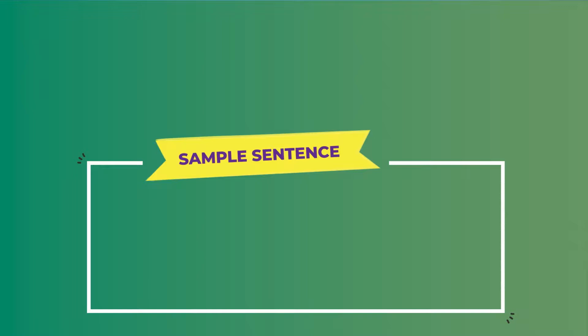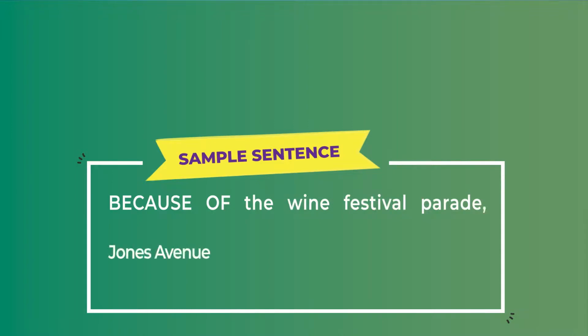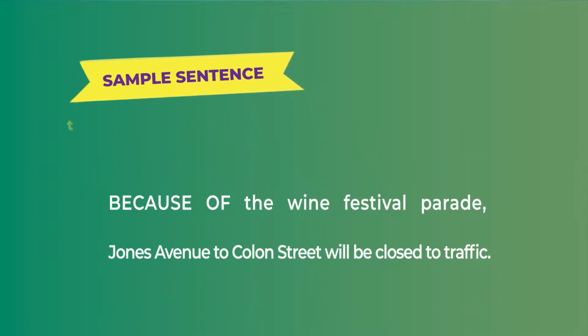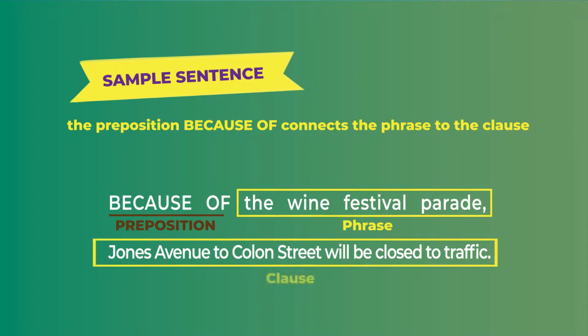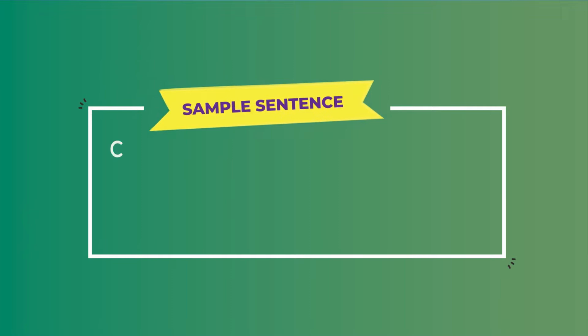Now, let's consider these sentences. Because of the Wine Festival Parade, Jones Avenue to Colon Street will be closed to traffic. Here, the preposition because of connects the phrase the Wine Festival Parade to the clause Jones Avenue to Colon Street will be closed to traffic. Another example is this.